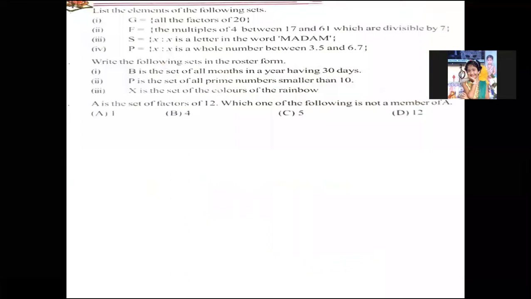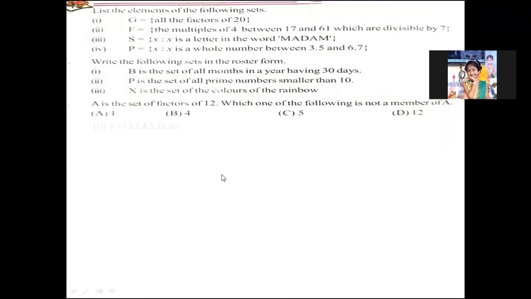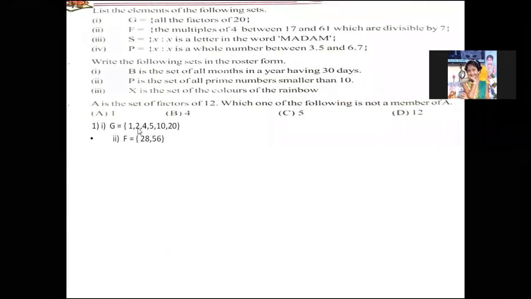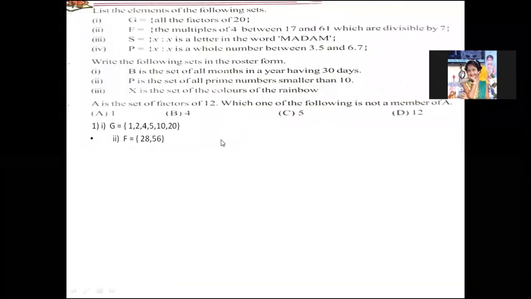So G is equal to all the factors of 20. So here we'll be writing the factors, that are nothing but the factors of 20: 1, 2, 4, 5, 10, 20. So all those are nothing but the factors of 20. This we have discussed in the last class itself.